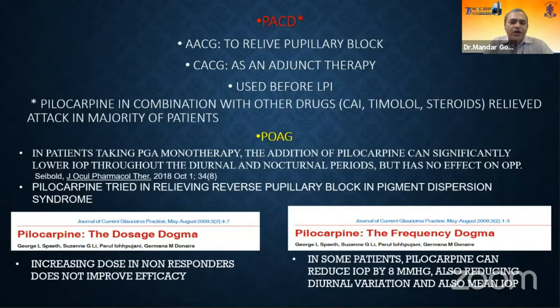As far as it's used in open angle glaucoma in patients taking PG analog monotherapy, it has been reported that the addition of pilocarpine can significantly lower the IOP throughout the diurnal and nocturnal period, but it has no effect on the ocular perfusion pressure. And it has also been tried to relieve a reverse pupillary block in pigment dispersion syndrome.